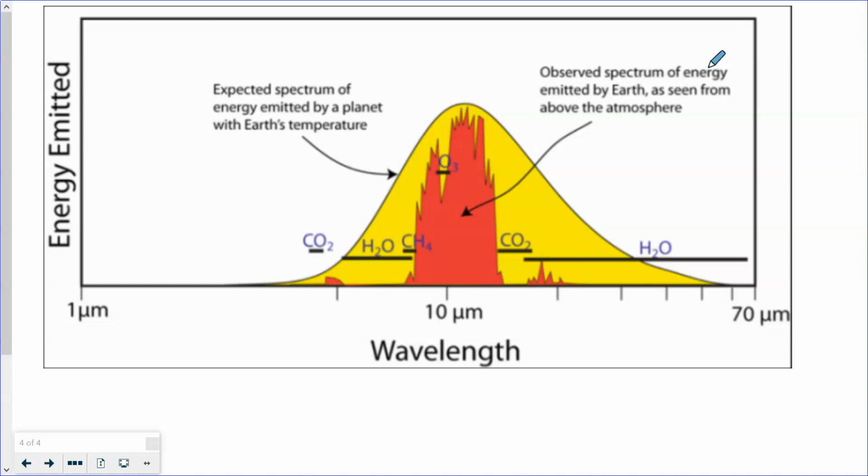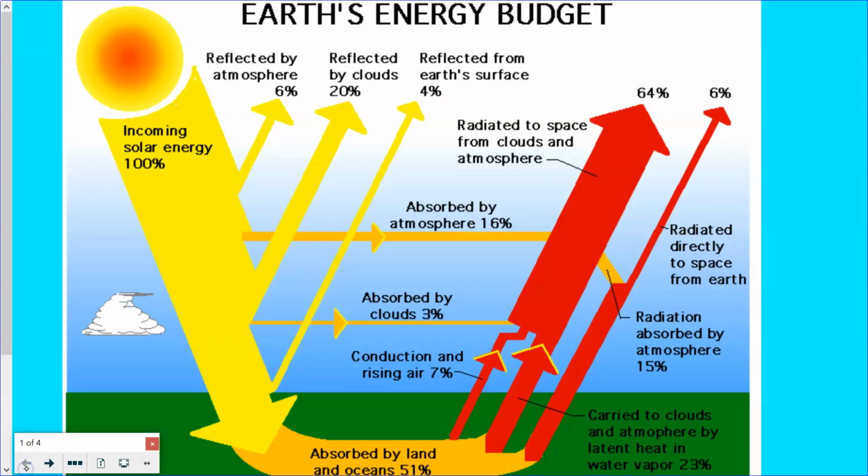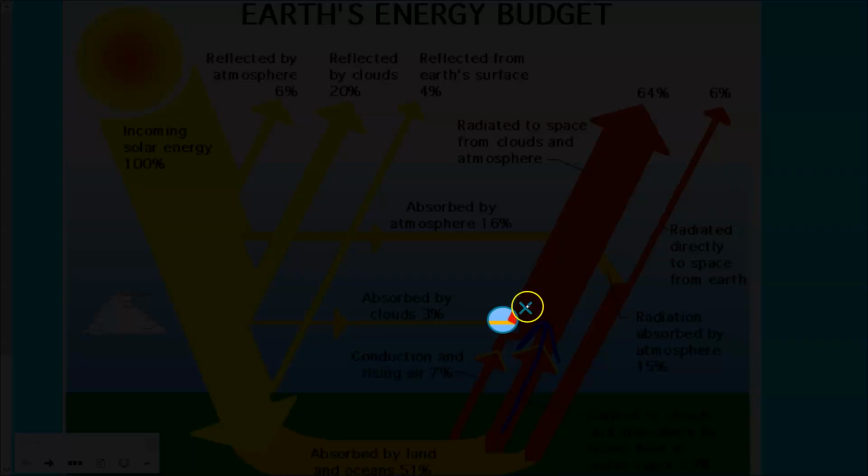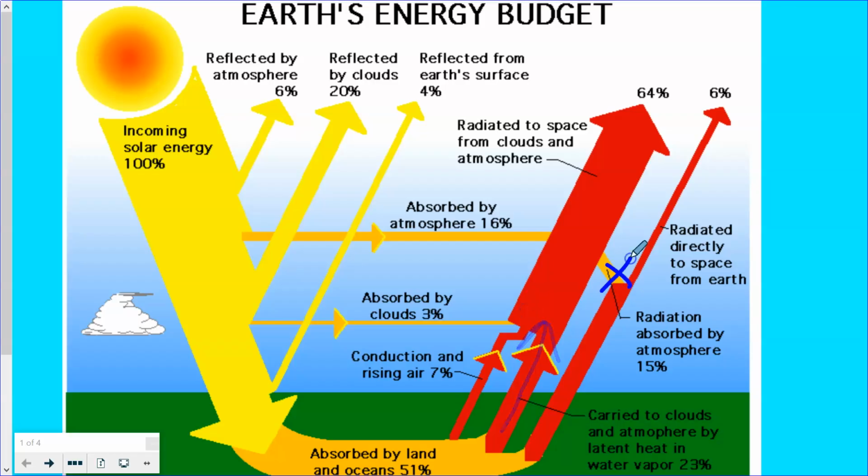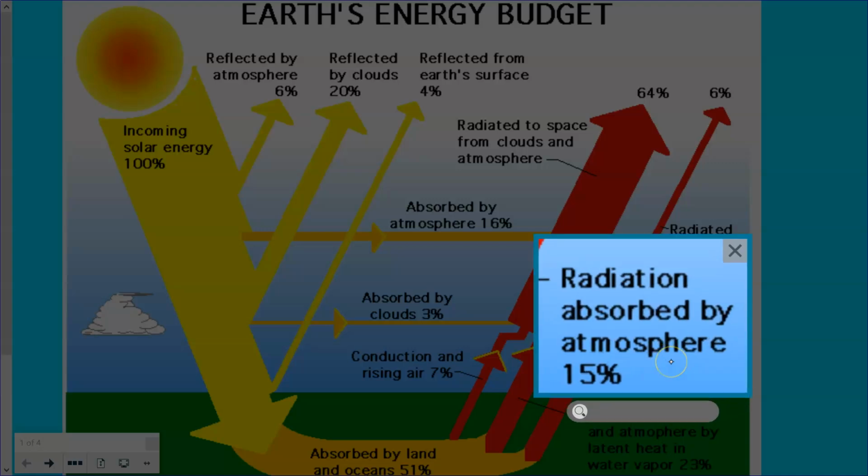So we can see here, why are the two amounts different? Well, again, if we go back to our energy budget diagram, what are some things that happen to infrared radiation as it's trying to leave the atmosphere? Some of it gets absorbed by the clouds. That doesn't help. Some of it gets absorbed by the atmosphere. Now this is really key right here. This radiation absorbed by the atmosphere, 15%, that is what we call global warming.